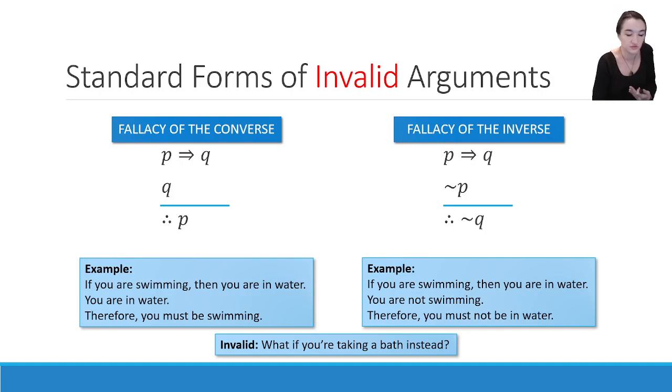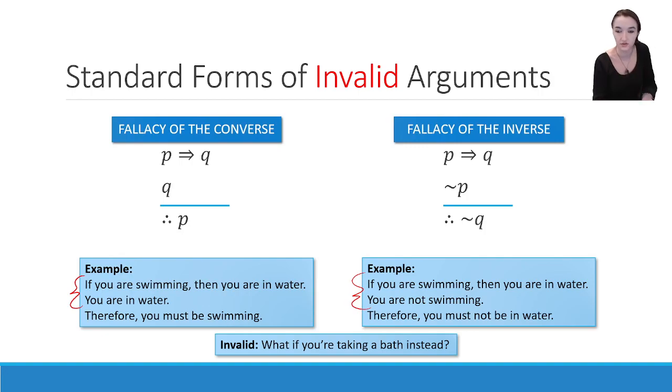So think, for example, if you are swimming, then you are in water. For the fallacy of the converse, we say, okay, you're in water, and conclude, therefore, you must be swimming. For the fallacy of the inverse, we say, you're not swimming, and conclude, therefore, you must not be in water. Well, this is invalid, because what if you're taking a bath? Both of these original statements would be accurate, right? But the conclusions wouldn't.